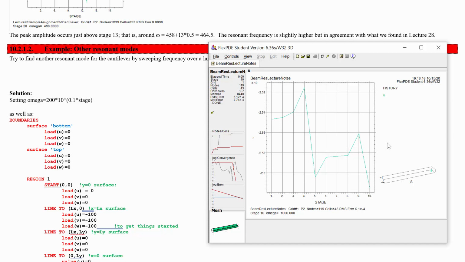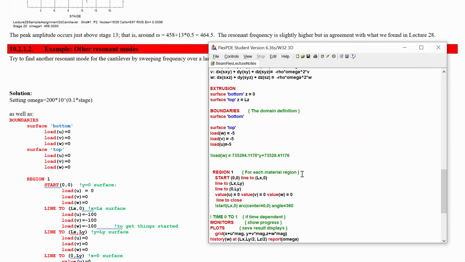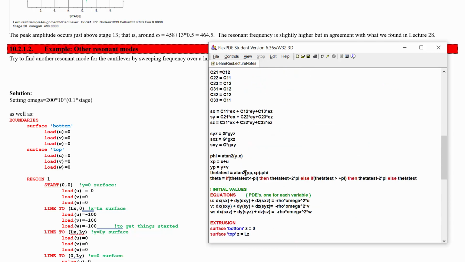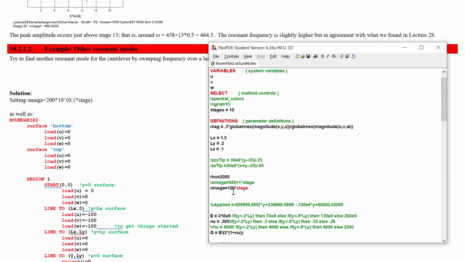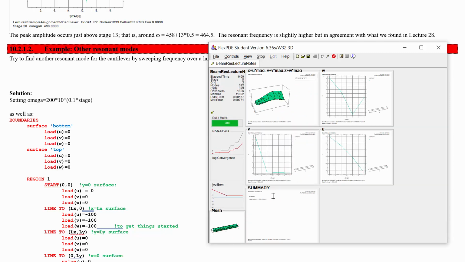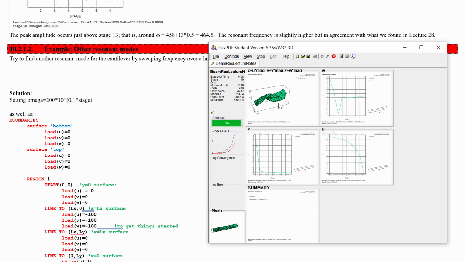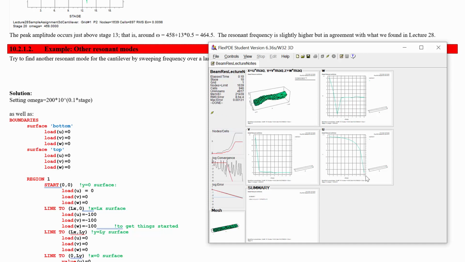Now there aren't any in this frequency range. These are likely going to be higher frequency things. So let's change the frequency range to 1,000 times stage and see what happens. Oh, we've got something. We hit something really weird. Look at this. There's a torsional mode happening. Wow. Lots of funky stuff happening there.